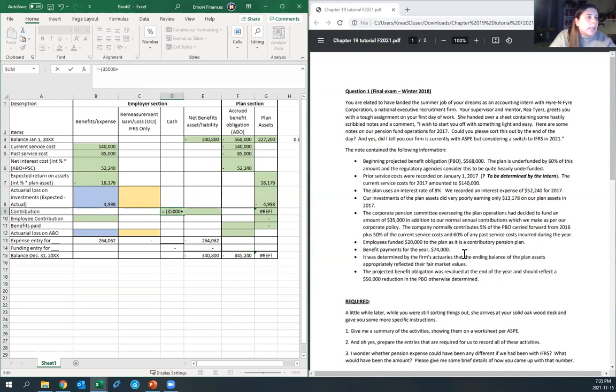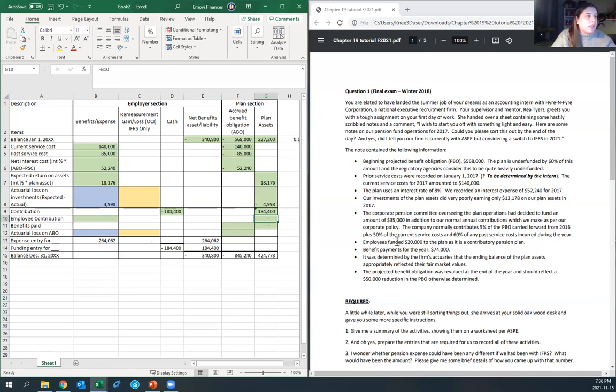And then it says that normally it contributes 5% of the PBO. So 5% of 568,000 plus 50% of the current service costs. So 50% of 140,000 plus 60% of any past service costs incurred during the year. So 60% of $85,000 here. So that gives us a payment of 184,000. I'm just going to update this here. And that increases our plan asset.